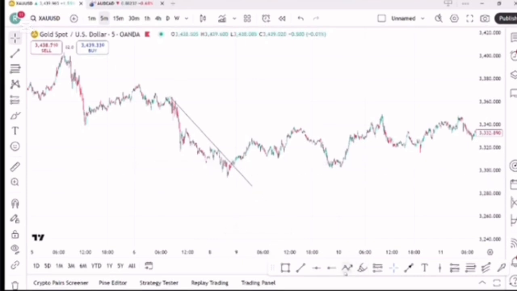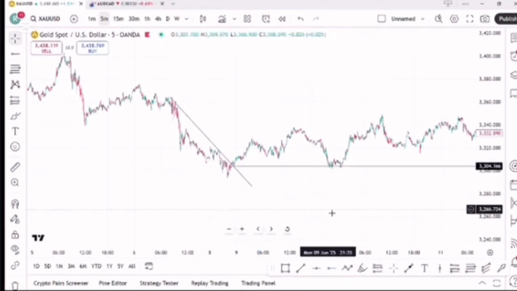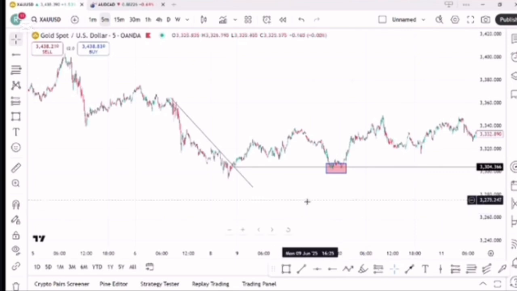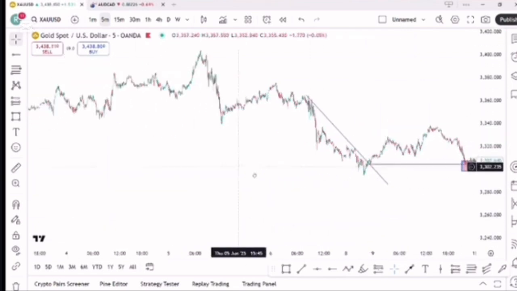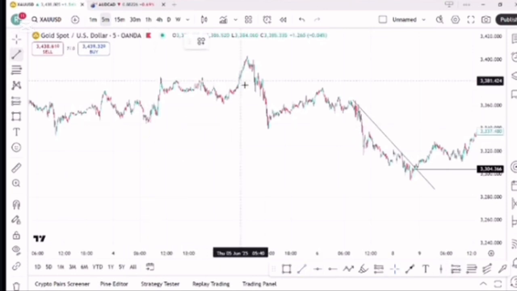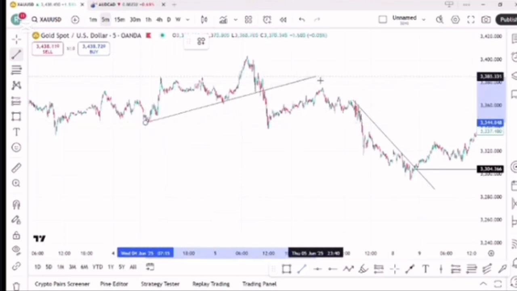So what do I do? I take my horizontal ray and I place it exactly where price broke. And what did you get? You can see price came back to that level again. Let me show you another example. I'm just picking random examples for you guys. Now you can see we had a bullish trend line here.